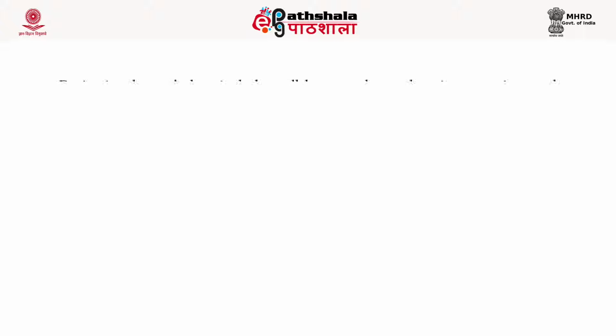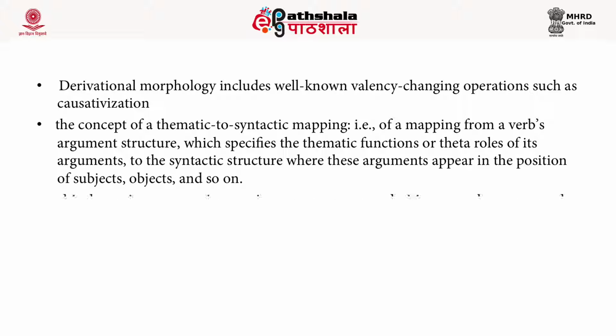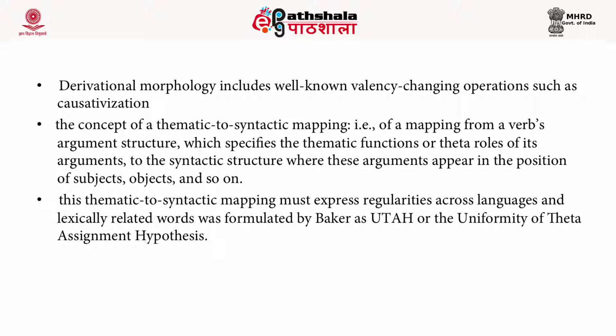Derivational morphology includes well-known valency changing operations such as causativization. The concept of thematic to syntactic mapping, that is, mapping from a verb's argument structure, which specifies the thematic functions or theta roles that its arguments have, to the syntactic structure where these arguments appear in the positions of subjects, objects, and so on, was also looked at. This thematic to syntactic mapping expresses regularities across languages and lexically related words, and was formulated by Baker as UTAH, or the Uniformity of Theta Assignment Hypothesis.